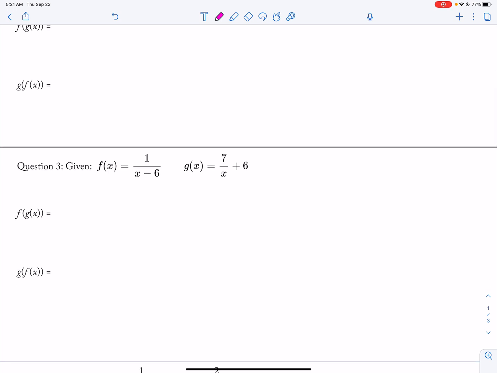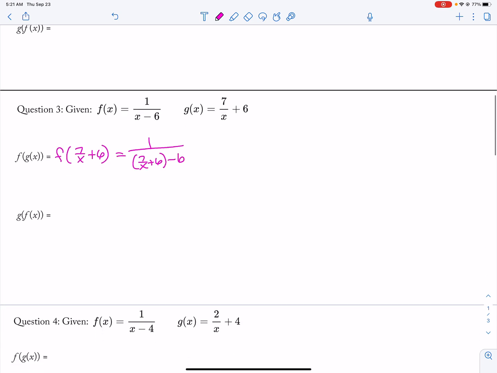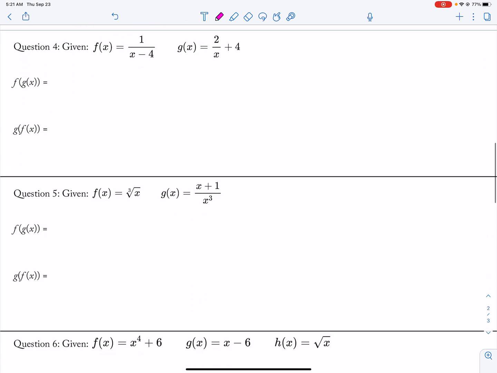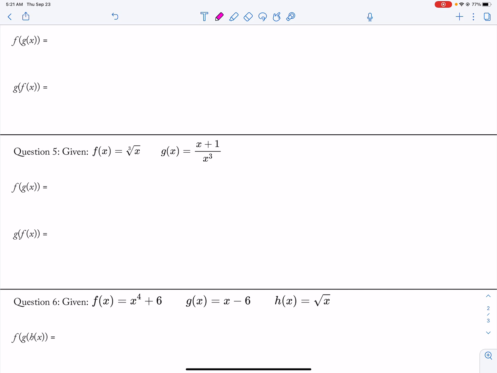So again, f of g of x. So I want f of 7 over x plus 6. So then this is 1 over 7 over x plus 6 minus 6. And in theory, you can cancel out your 6's and then invert it, but I'm not too worried about it. This is g of 1 over x minus 6. So this is 7 over 1 over x minus 6 plus 6. Again, I just want you guys to see what we're doing, because then when we go backwards, it's a little bit different. Or it'll be helpful to see it this way.